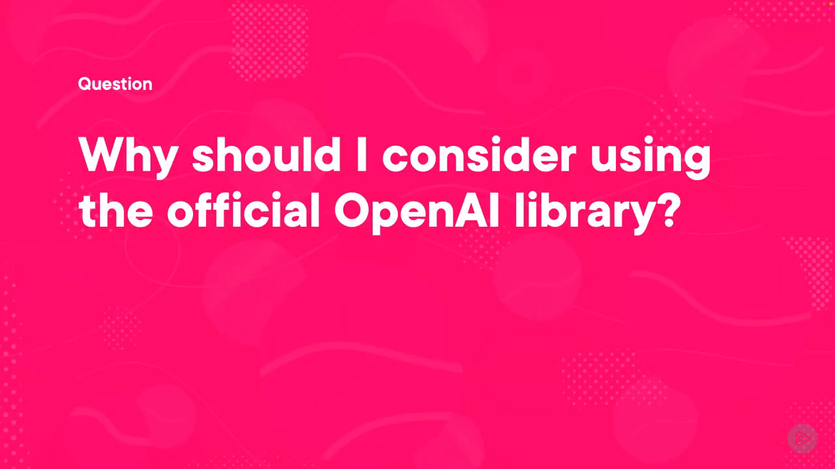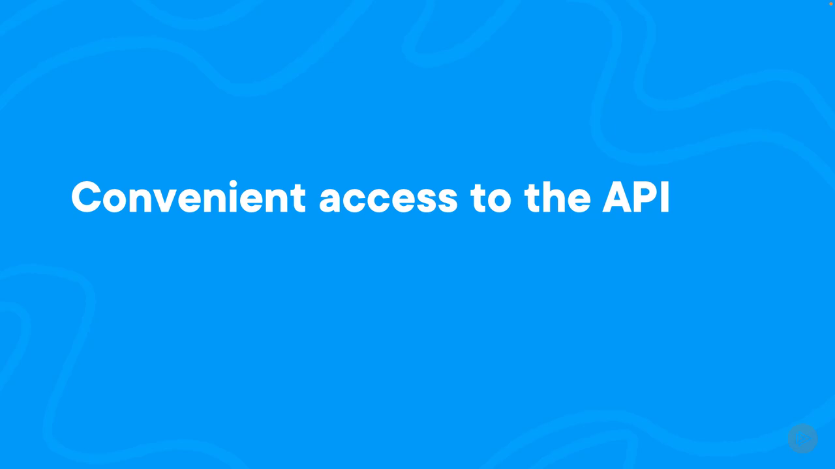But I guess that the question that you may be wondering right now is, why should I consider using the official OpenAI Python library instead of calling the API directly? The quick answer is the following. The OpenAI library provides convenient access to the API for any Python application. It includes a predefined set of classes with methods that make it very easy to work with the API, and any changes made to the API are reflected in the library, so it makes maintenance much easier.